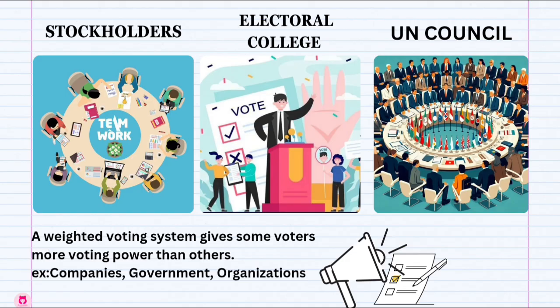A weighted voting system gives some voters more voting power than others. This usually happens in situations where voting power depends on shares, positions, or representation. In the system, each voter is assigned a weight, which represents the number of votes they control. For example, companies, governments, and organizations.